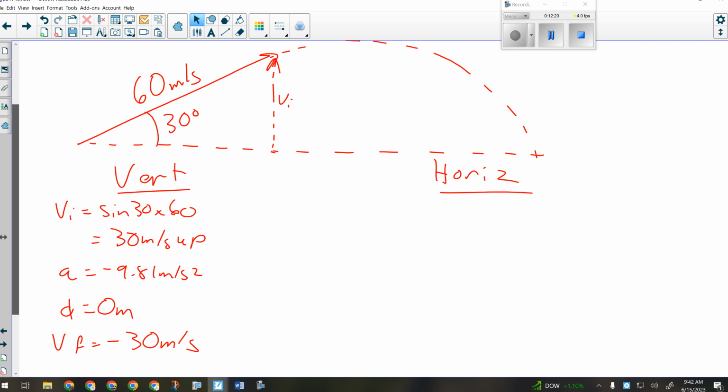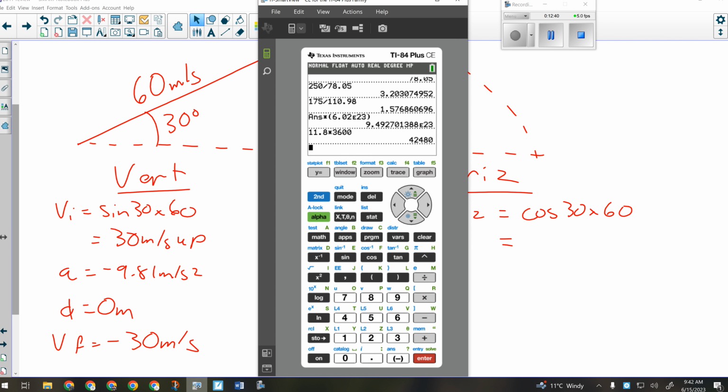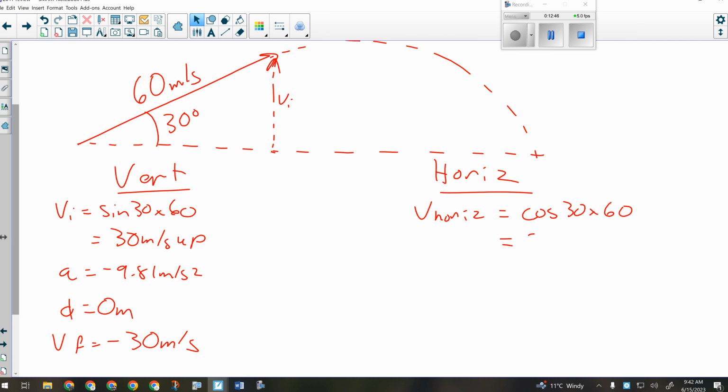Okay. Horizontally speaking, I need a horizontal velocity, which is constant because there's nothing to speed it up or slow it down. So that's going to be the adjacent side, so I'll go cos of 30 times 60, which is 51.96 meters per second, and of course I'll keep all those decimals in my calculator.